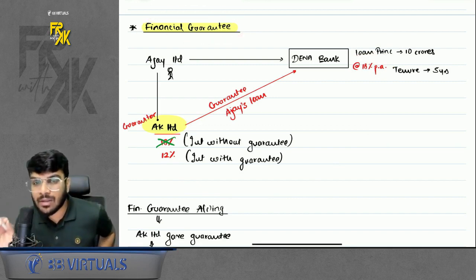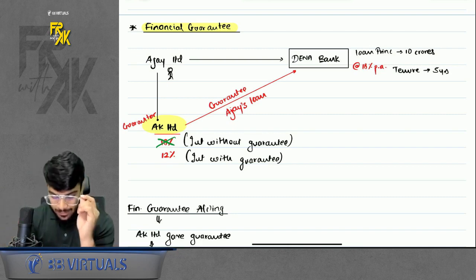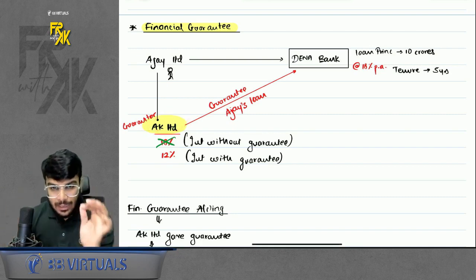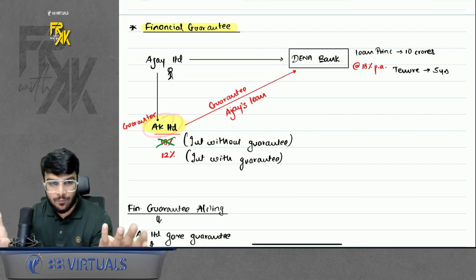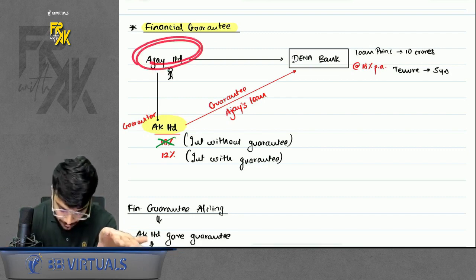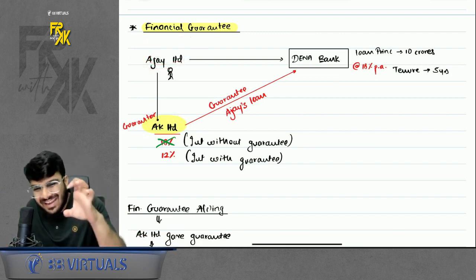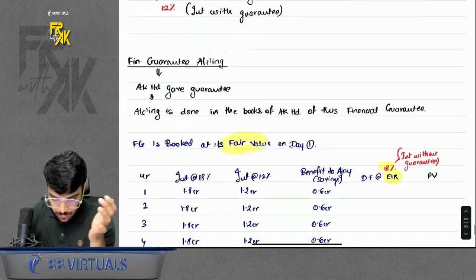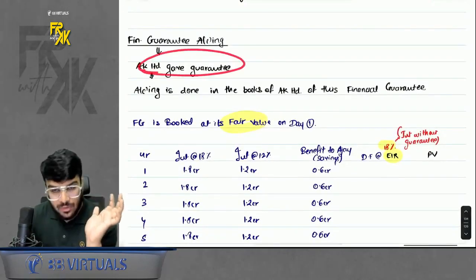Now the guarantee's accounting will be done in whose book? It will be done in AK's book, the one who is giving the guarantee. And do remember, for AK, it is a liability kind of a thing, because if Ajay does not pay, can I say AK has to pay? So for AK, it is a liability kind of a thing, right? So the financial guarantee will be accounted for in the books of AK.